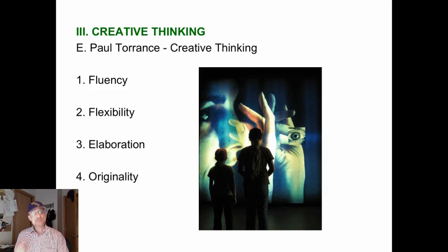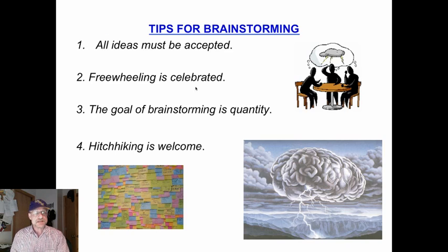And originality is the ability to generate or design things that are totally new, unique, novel, things that have never been imagined before. So creative thinking is the ability to use all these different types of thinking processes to solve problems or create products or performances.